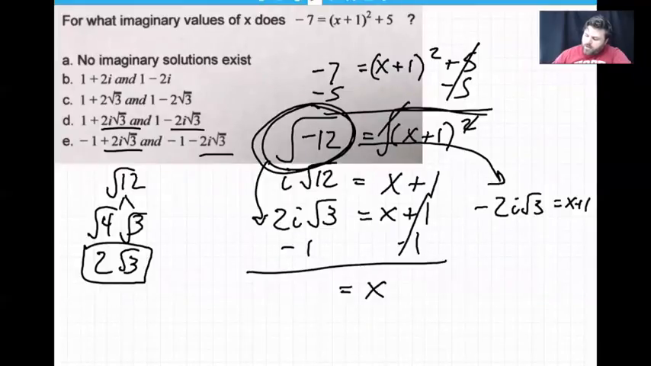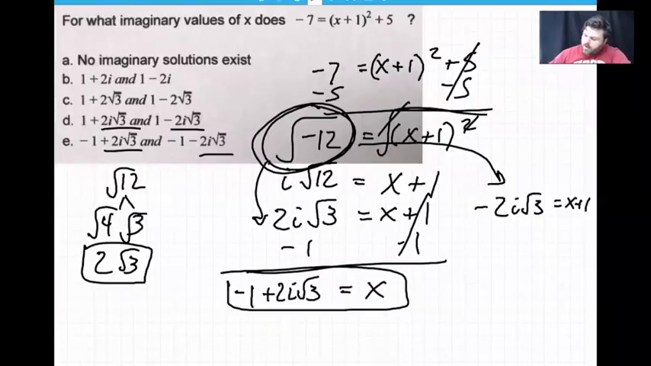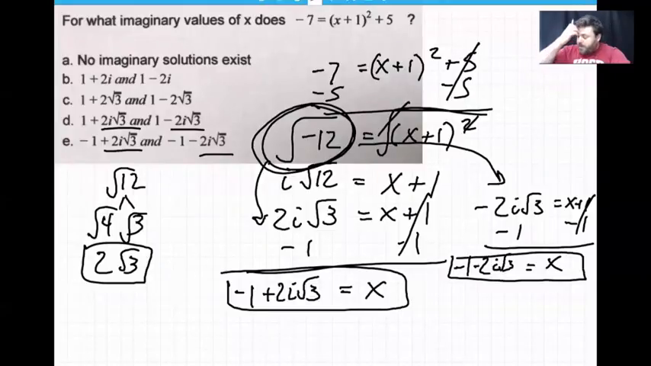That's going to leave me with negative 1 plus 2i root 3. Over here, when I take away 1, I get negative 1 minus 2i root 3. Those are my two imaginary solutions. So choice E is the correct answer.